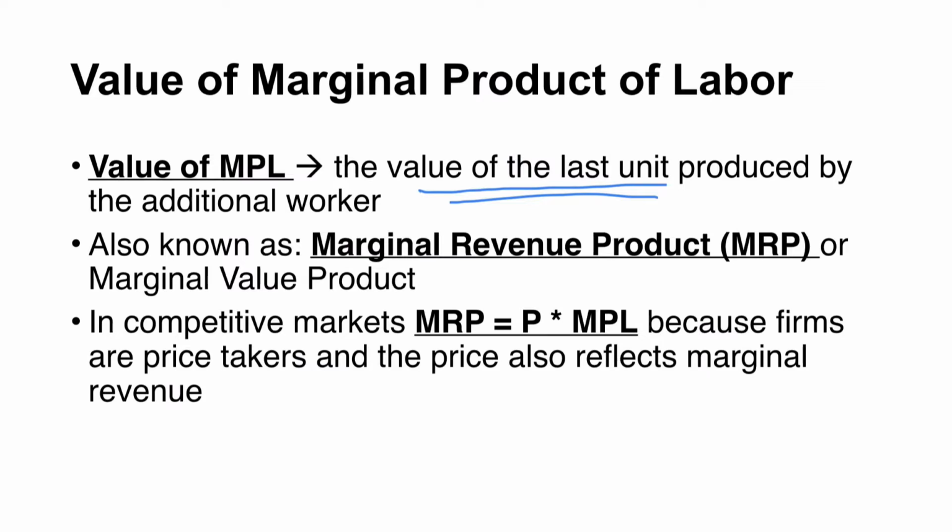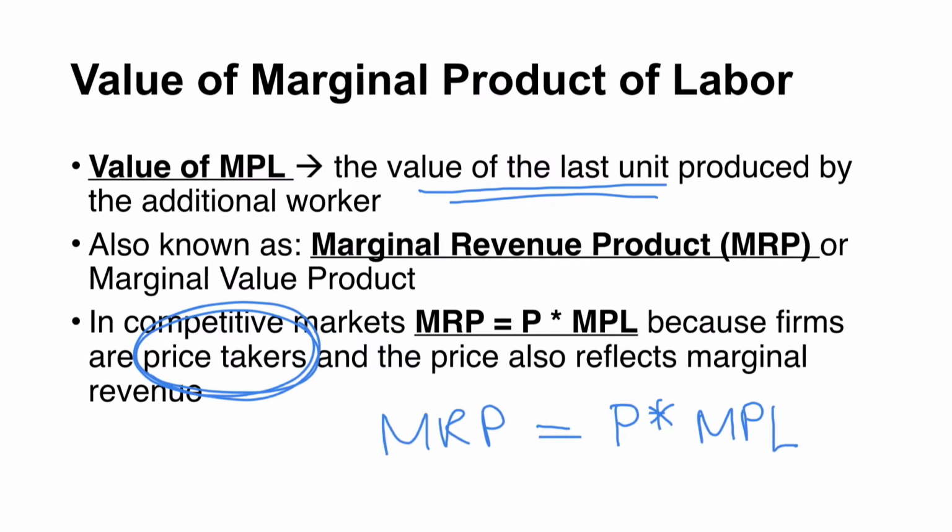In a competitive market where firms are price takers, the marginal revenue product is going to be equal to the price times the marginal product of labor, because the price will reflect marginal revenue. The firm doesn't have price control, so in a perfectly competitive market, all that it can change is the quantity that it's producing. So the marginal revenue is going to reflect the price of the good.